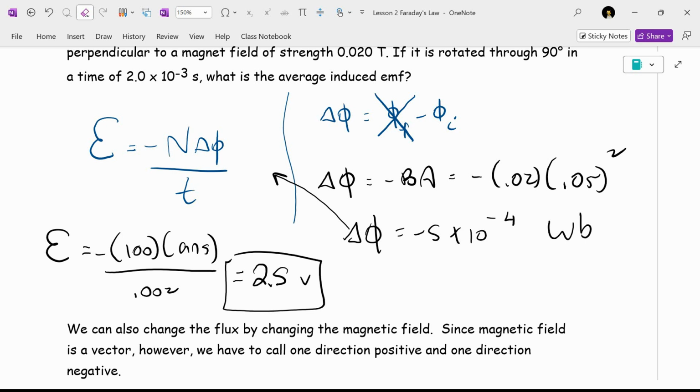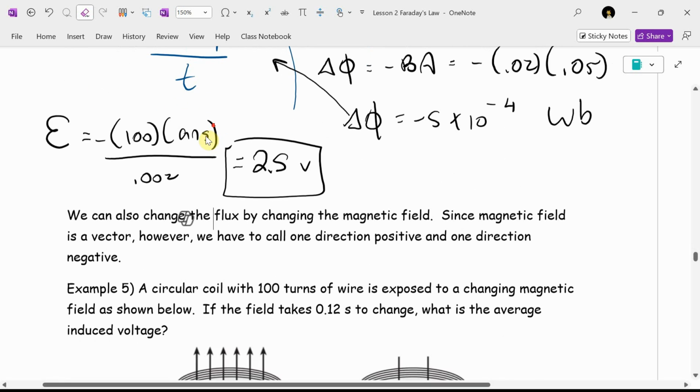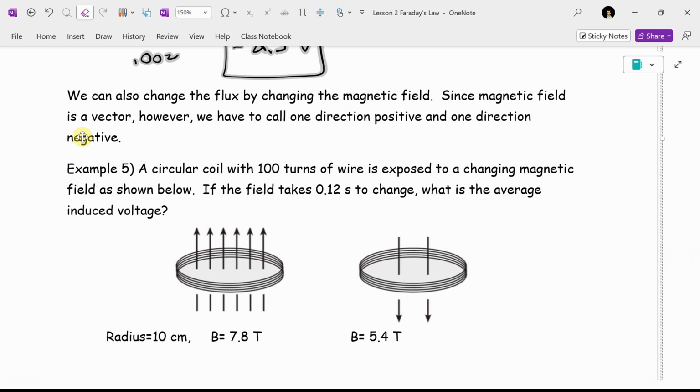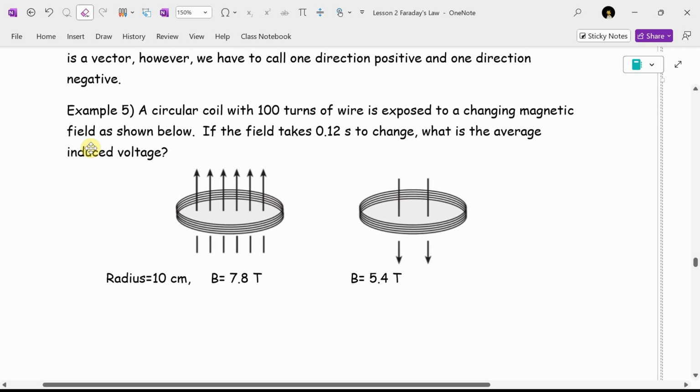This is a little better, but the best way, if you want to generate a bigger voltage, is not just spin your coil, it's to actually change the magnetic field. So I wrote here, we can also change the flux by changing the magnetic field. But because magnetic field is a vector, if there's a change in direction, Declan, we need to let one way be positive and one way be negative. So example 5, I like example 5.